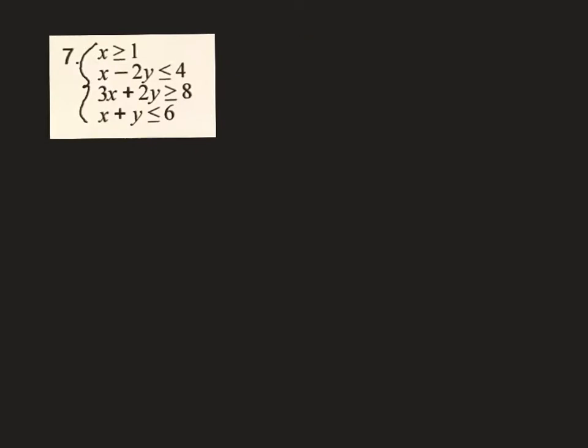Nothing's changing in number 7 except we're going to have 4 lines instead of 3. So we're still going to start with making sure all of our lines are solved for y. So x minus 2y less than or equal to 4, I'm going to subtract my x and divide by negative 2. So remember, you got to flip your inequality.